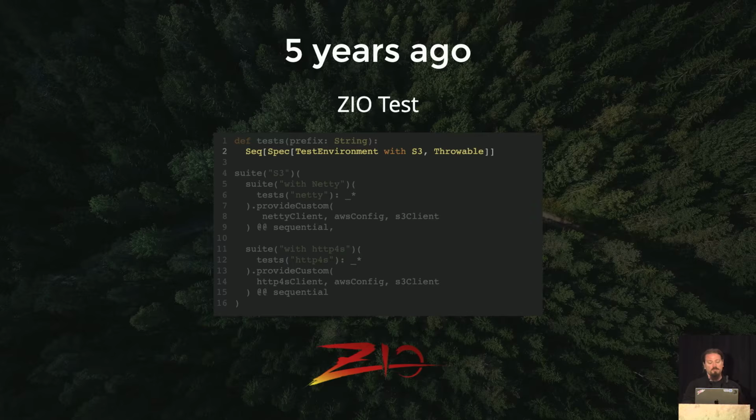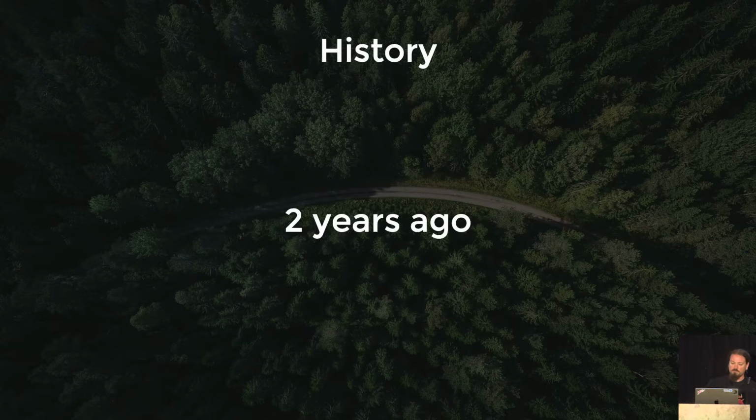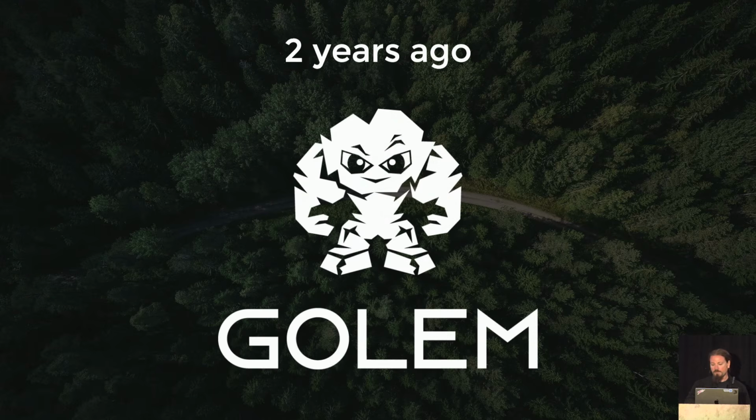You can see that tests are just values. You can define a function. This is a Scala function that returns a sequence of test values. And then you can use these to define multiple test suites and provide different dependencies to them if you want to. And ZIO Test also has this nice test aspect feature where you can modify the behavior of your tests in a composable way.